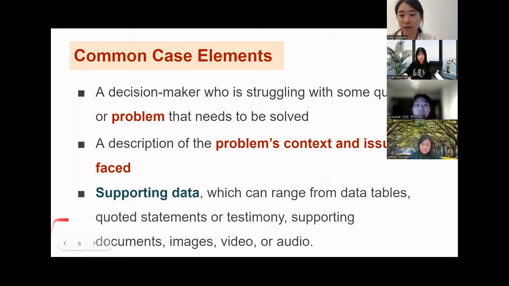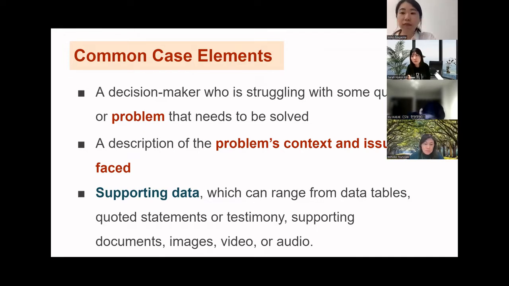But at the same time, there will always be supporting data. It can be from data tables, from quoted statements. So we must read it. Of course, I understand the difficulty for all of you to understand the language, which is English. But don't worry, when we discuss, please ask any questions. Or someone can answer it, we can share it. Everyone should, it's a team effort. It's not just one person.